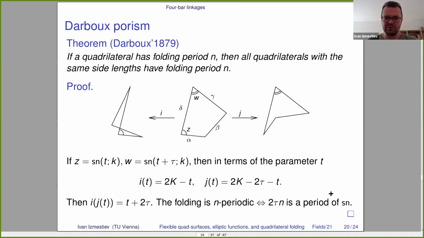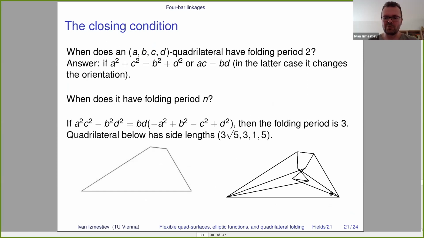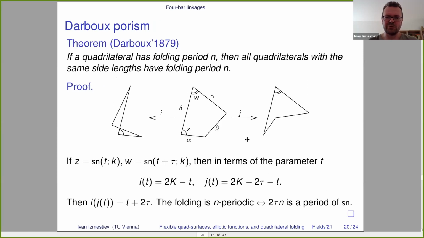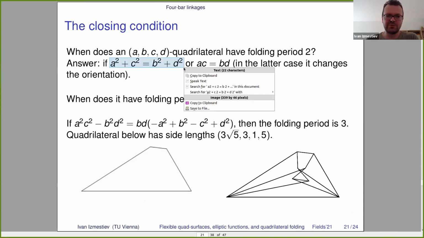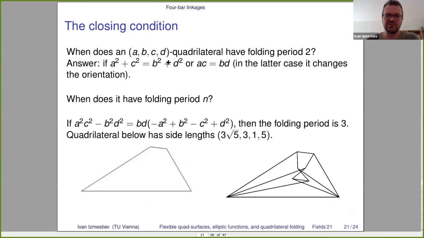All right, so that's the story about Darboux's theorem. And as I said, unfortunately this work was forgotten, and then we discovered it several times. Then one can ask, well, we know that the periodicity depends only on the side lengths. So what is the condition that an ABCD quadrilateral has folding period 2, so that it folds back after IJ? It is not difficult to prove, and so you can do it in your spare time, that if this condition is satisfied, then this quadrilateral has folding period 2.